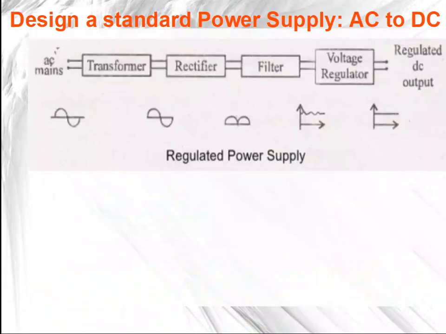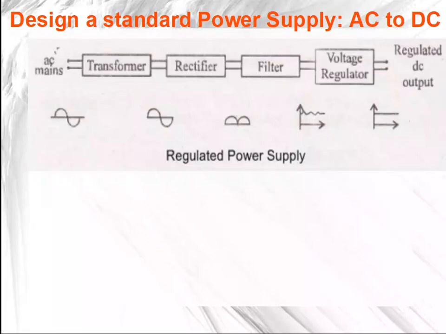So design a standard power supply. What is from AC to DC? You know that AC means power is coming to the transformer. If it is a step down transformer, then it will reduce the supply voltage, and then after that we are using the rectifier.